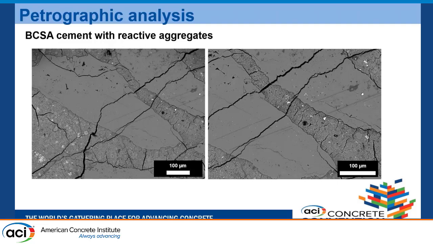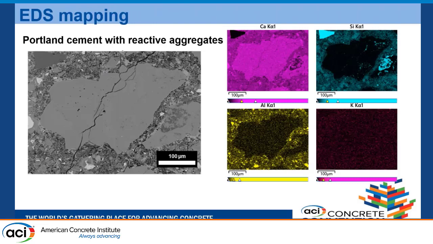Even though it cracks here, BCSA cement again shows ASR cracks. But based on the comparison with the long-term test, even though it cracks, the expansion is not too high compared to the performance of Portland cement with reactive aggregates. So I'll be doing further analysis. This is an image of what I'm doing.